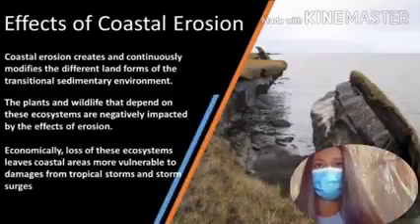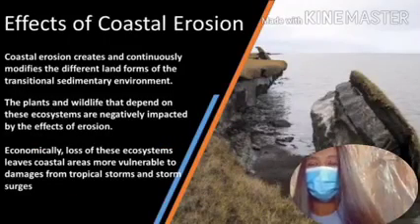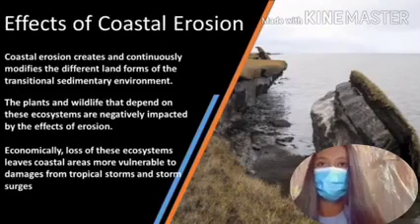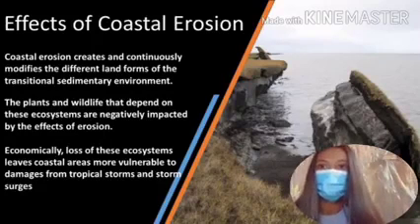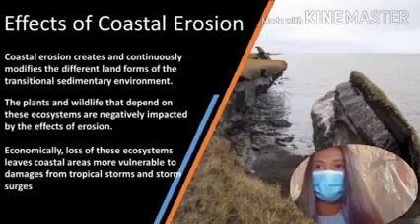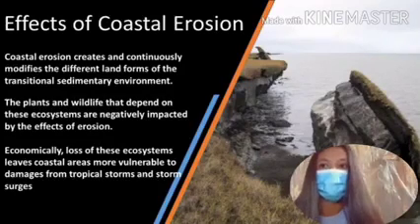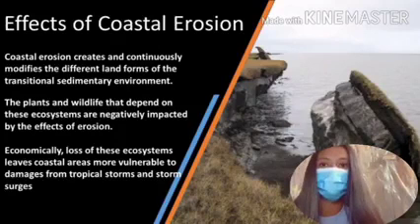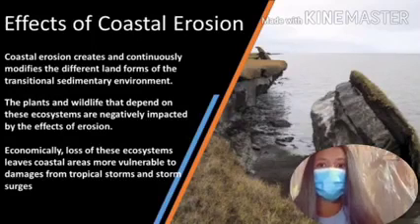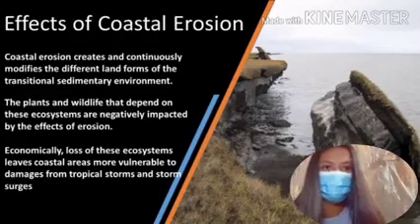What are the effects of coastal erosion? Coastal erosion creates and continuously modifies the different landforms of the transitional sedimentary environment. The plants and wildlife that depend on these ecosystems are negatively impacted by the effects of erosion. Economically, loss of these ecosystems leaves coastal areas more vulnerable to damages from tropical storms and storm surges.